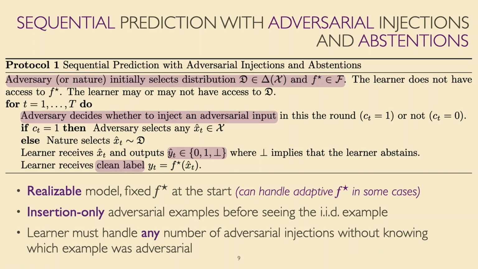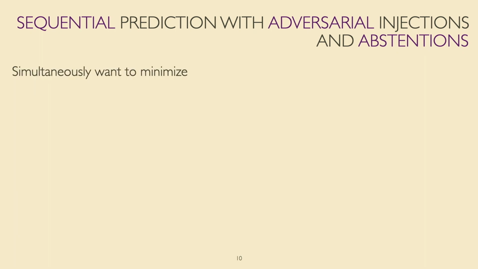Okay, so this is the model. The learner does not actually know which rounds were corrupted. It just has to decide whether to predict or not. And in this, we can talk about what the right notion of regret or error should be. Maybe there are many alternatives, but the one that we went with was that we want to simultaneously minimize two kinds of losses.